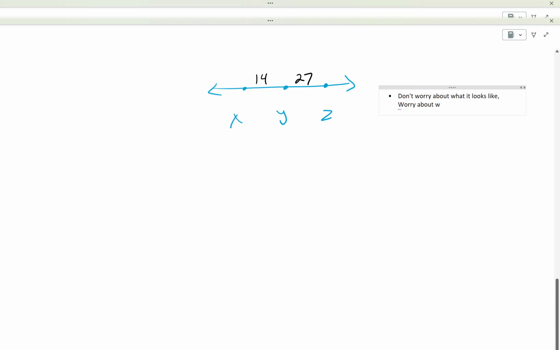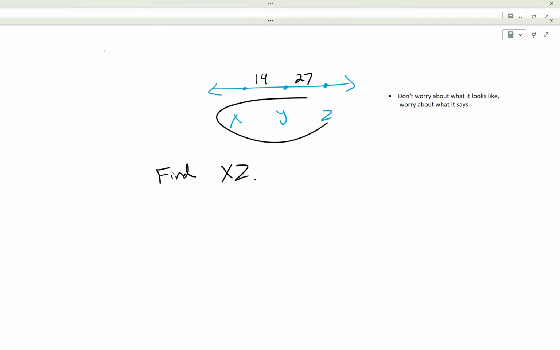Worry about what it says. I know XY and YZ look similar in length, but 27 is obviously, to scale, much larger than 14. I don't care. Your directions are going to be to find XZ. All right. Oh, it's right here, right?